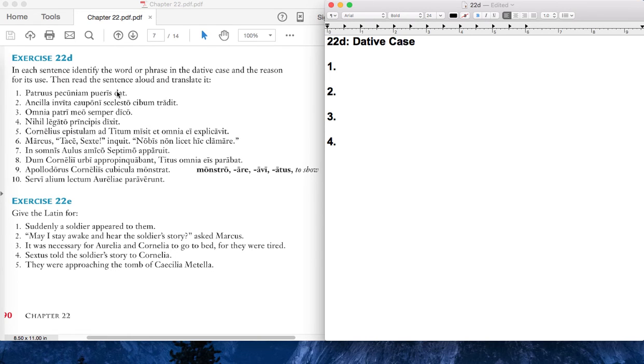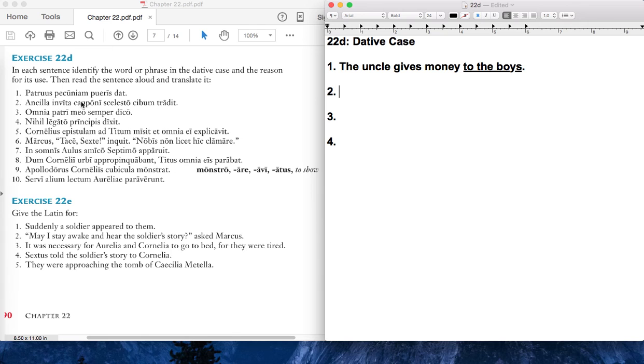So the uncle gives money to the boys. So here, pueris is the dative. The uncle gives money to the boys. To the boys is the dative here because it says to or for.